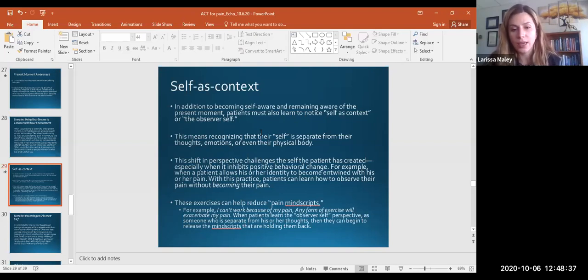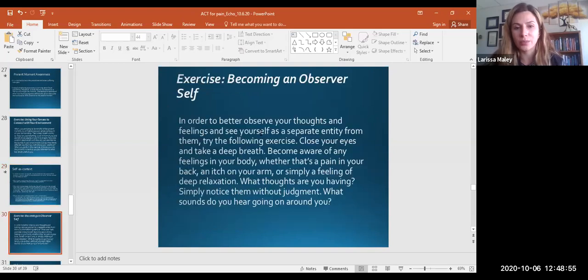And so we call these pain mind scripts. It's sort of like the programming that runs on the computer. It's that Windows 10 version, that operating system that's always running. We help them to observe that that's not them. That's not the truth. So that they don't have to listen to or believe those mind scripts that are holding them back, like, "I can't do X, Y, and Z until my pain is better."